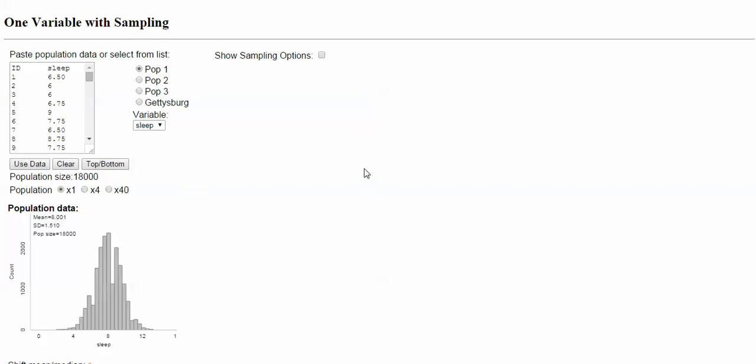I wanted to show you this website. This website does the type of sampling simulations that we were doing in class last night.